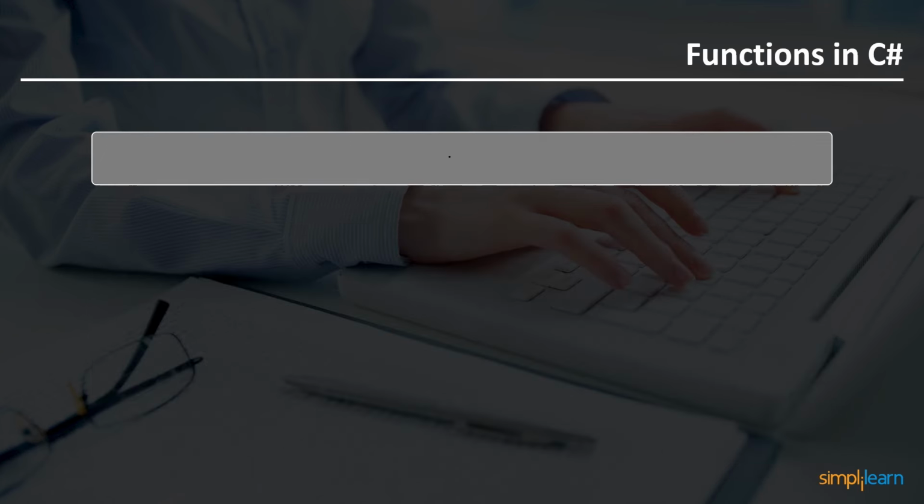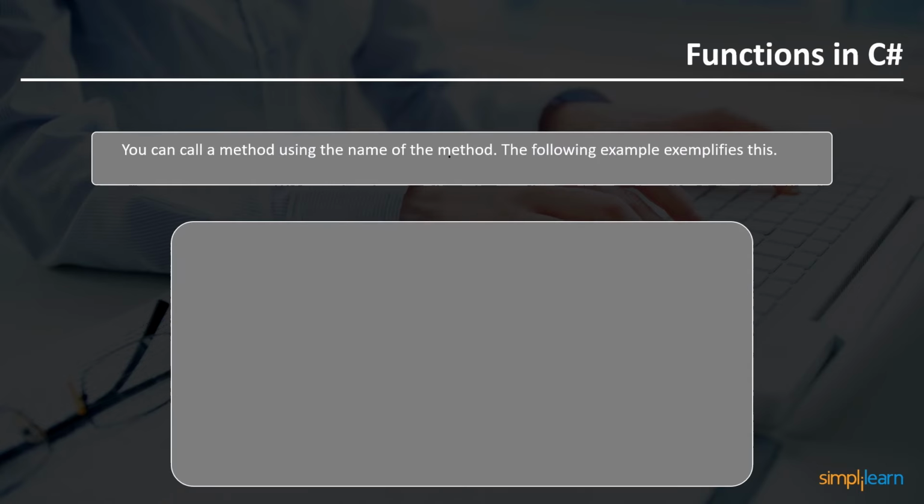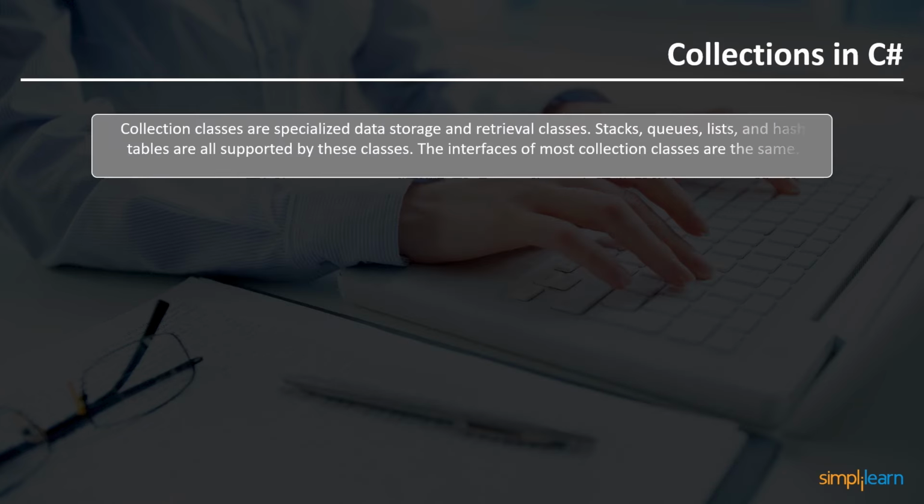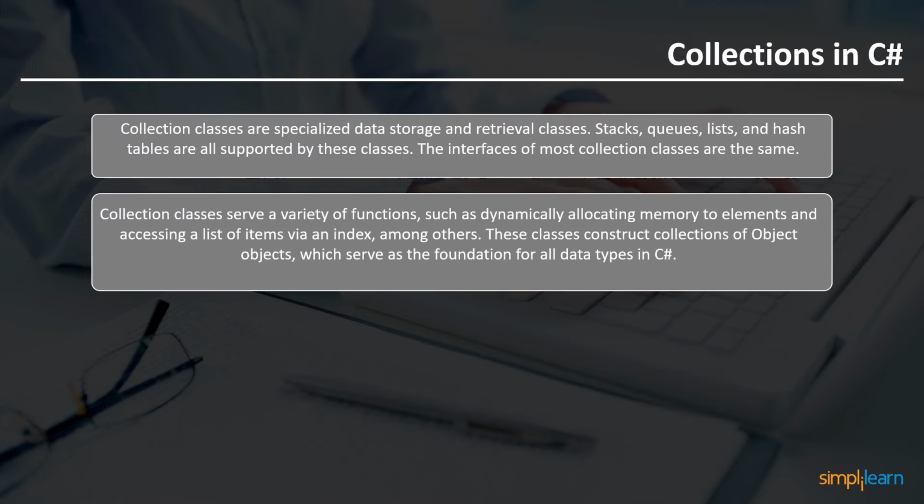Following that, we will learn how to call a method. You can call a method using the name of the method. The following example exemplifies it. We have used the same example as in defining the method. So in the main function, we have called the findMin function, which is assigned to the result variable and prints the minimum value. Following that, we will understand the collections in C#.